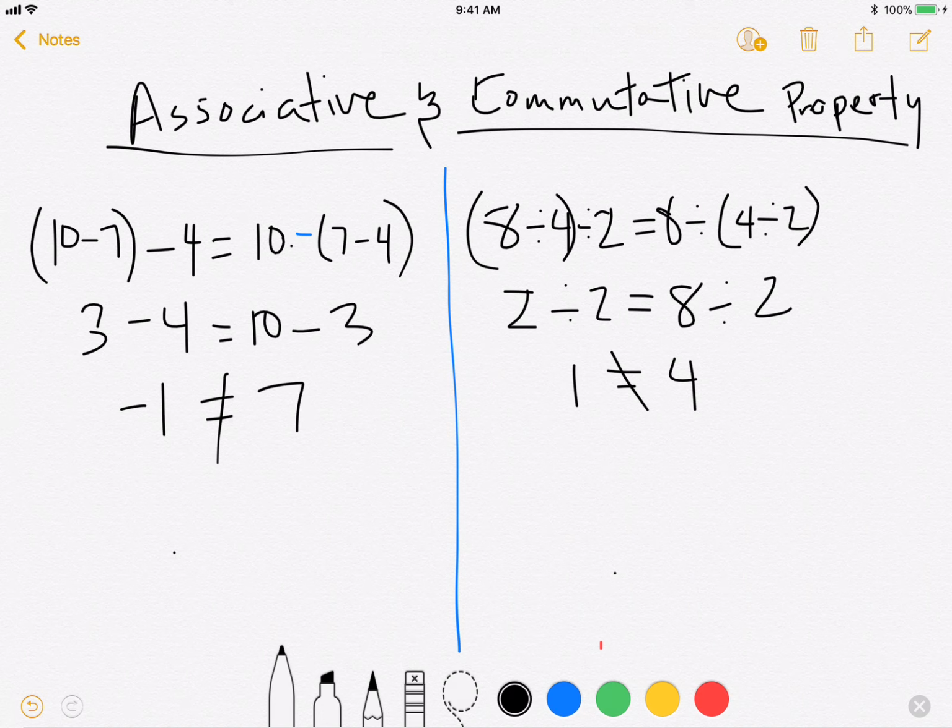So kind of fun. The commutative properties work, I'm going to put it in green, for addition and also multiplication. And they do not work for subtraction and division. So those are the 2 properties of algebra we're going to be using today.